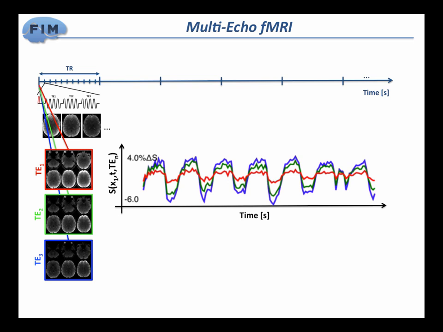In multiband, at every single, what you do is you excite more than one slice at a time. Therefore, you can reduce your TR. Here, we don't. Here, what you get is more time series, but this is not going to help you with your temporal resolution. If anything, it will do the other way around, but just slightly.